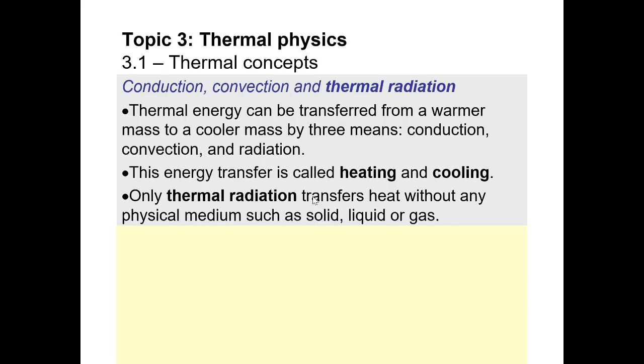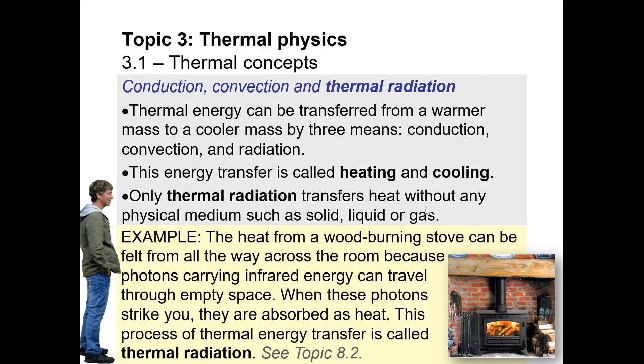The last concepts we're going to look at in this section 3.1 are the 3 ways in which heat can be transferred. Those 3 methods are conduction, convection, and thermal radiation. Light is an example of radiation, heat is an example of radiation, the microwaves in your microwave are an example of radiation. Radiation traveling through space that makes you feel warm is due to something called infrared radiation or infrared energy.